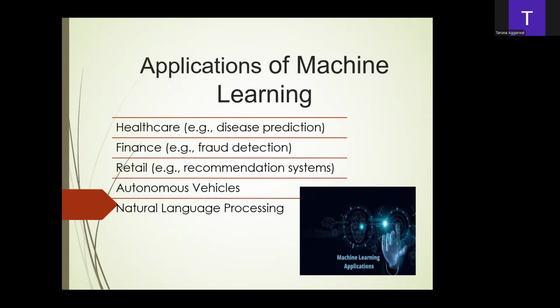Now, next is what are the different applications of machine learning? ML is used across various sectors. Nowadays, in real life, you can see many machine learning applications. For example, in healthcare, it helps with disease prediction. In finance, it is used for fraud detection. In retail, it powers product recommendation engines. It also powers self-driving cars and virtual assistants, which is basically natural language processing.